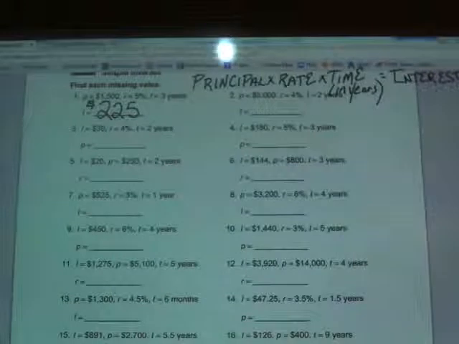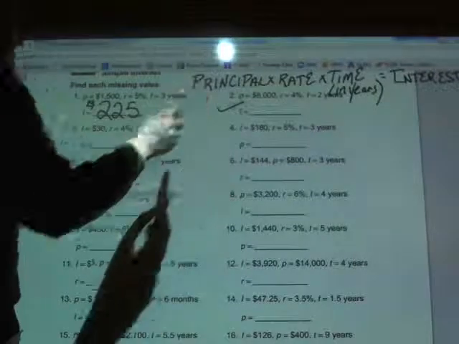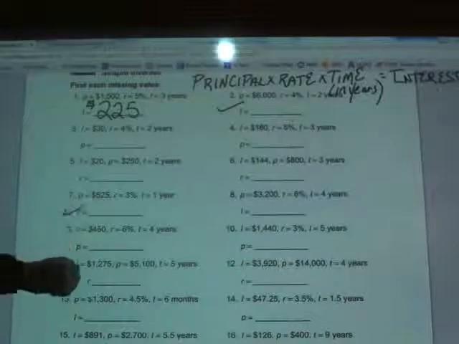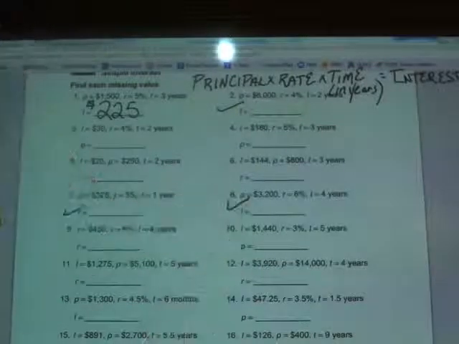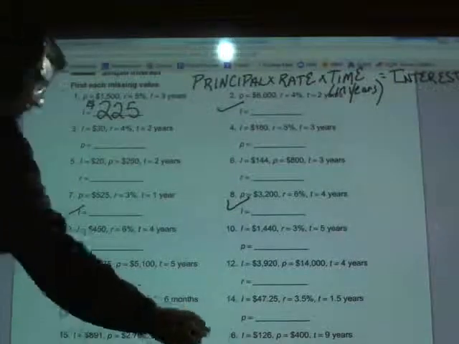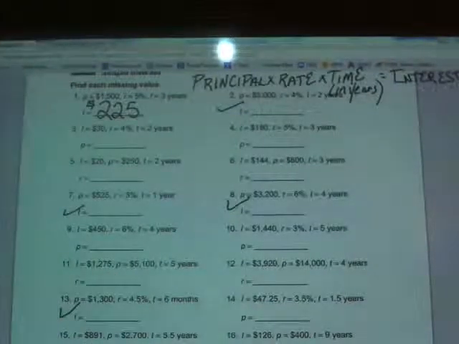And you're going to do the same thing here with question number 2, because they're looking for I. And the same thing with question 7, where they're looking for I. And the same thing with question number 8, where they're looking for I. And the same thing with 13. That appears to be the only set of questions here where they're looking for I, but it's going to be the same idea.